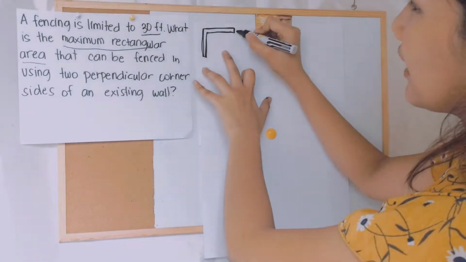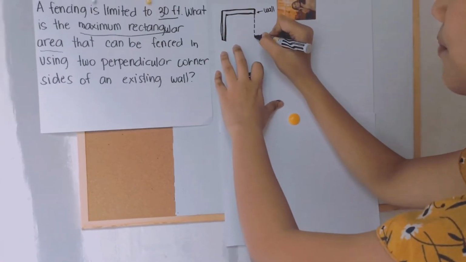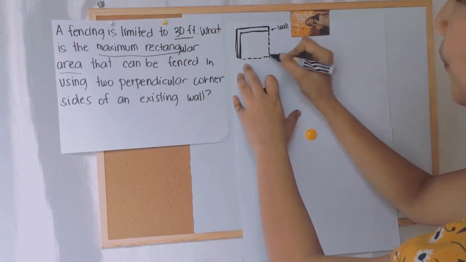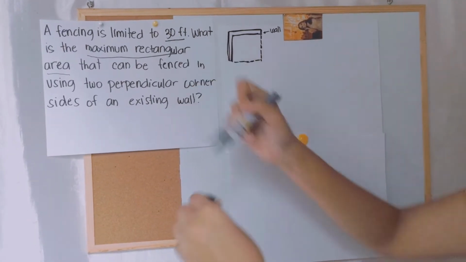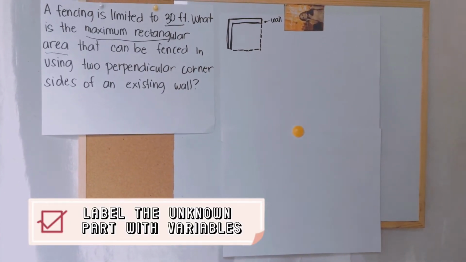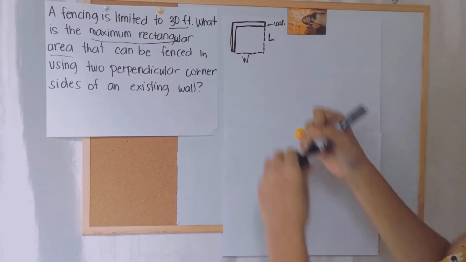So this is a wall, an existing wall. The place where we need to fence is this part, also a perpendicular corner side. This is the part where we need to fence with just 30 feet. Since this is a rectangular area, according to the problem, we have length times width as the dimensions. So let's put this part as L for the length and this as the width.